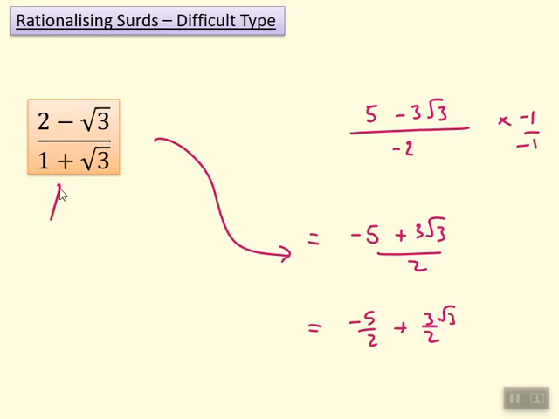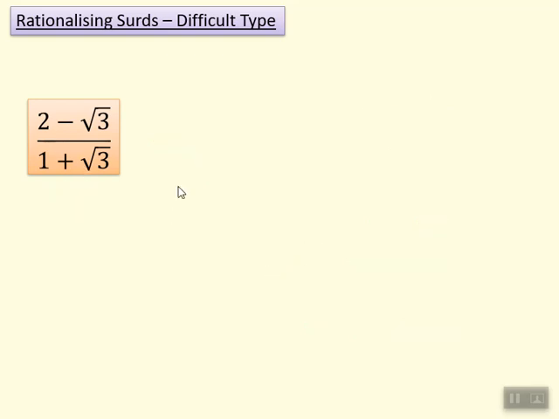So if you work out what decimal that is on the calculator and work out what decimal this is on the calculator, they will both be the exact same thing. Now just really quickly, why is it that we multiply by the opposite sign? It's something to do with the difference of two squares, if you remember that.